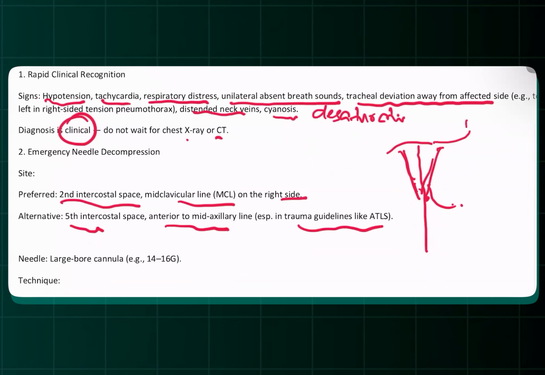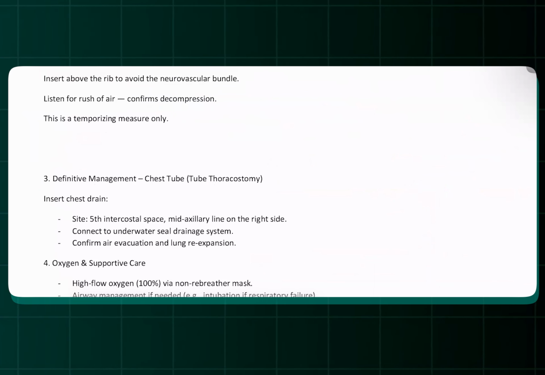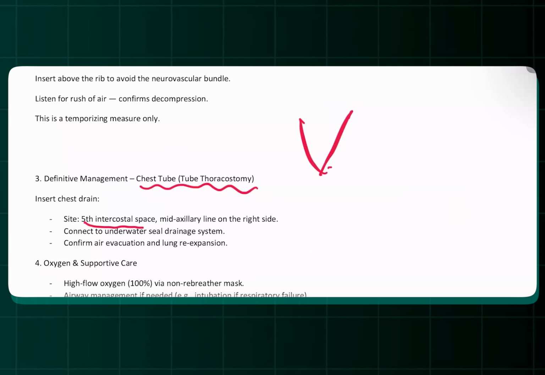especially in the trauma guidelines like the ATLS. You need a large bore cannula, and the technique we all know. Insert above the rib to avoid the neurovascular bundle. Listen for the rush of air confirming decompression. This is a temporizing measure only. Definitive management is putting the chest tube, or the tube thoracostomy. So put in the chest drain at the fifth intercostal space, anterior to the mid-axillary line on the right side. Connect to the underwater seal drainage system, confirm air evacuation and lung re-expansion. So the first step is needle decompression.